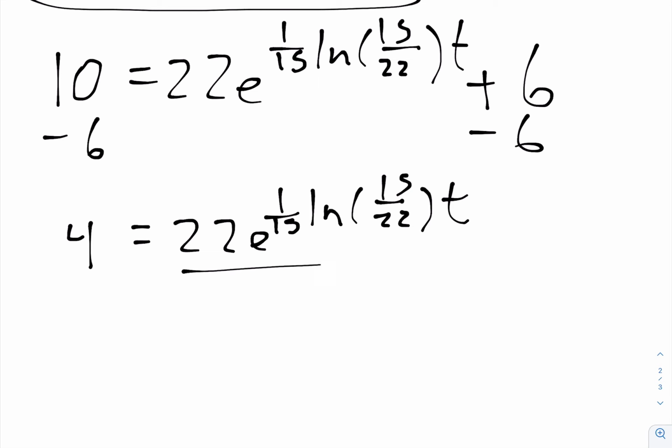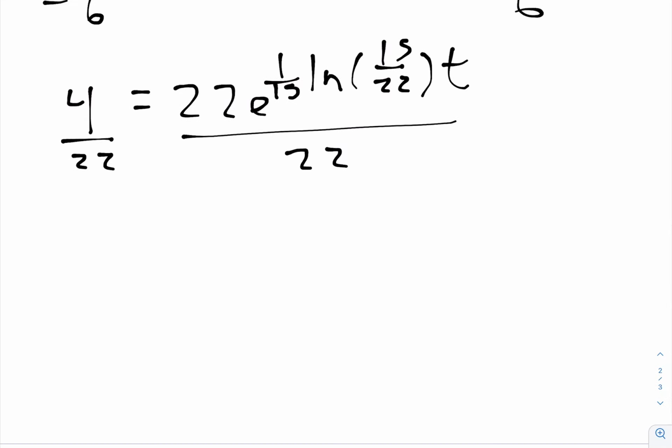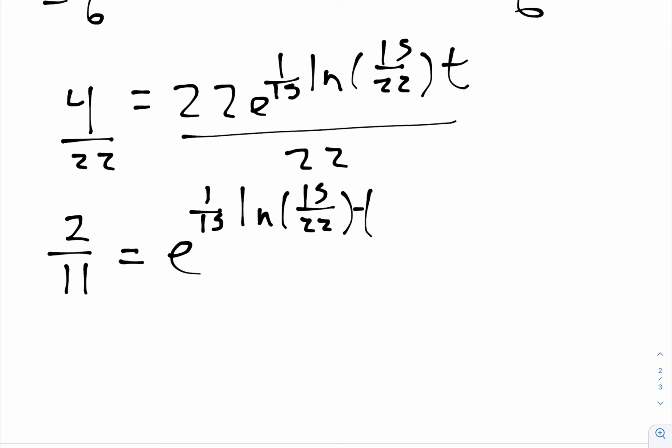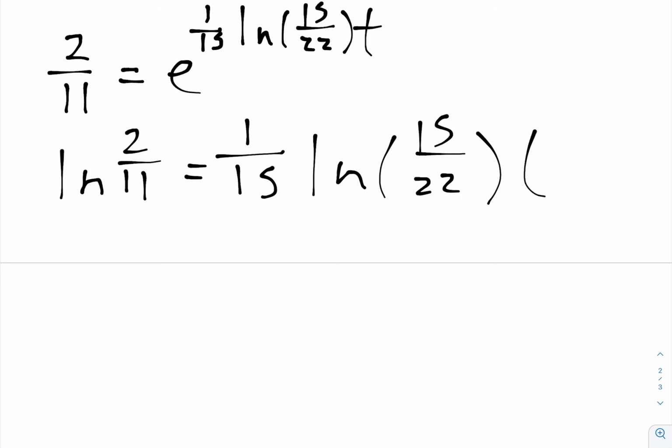So how can we solve for t here? Well, we can divide both sides by 22. Okay, so we get 2 over 11. I'm going to try and leave it in exact values here, just to show you where the numbers are coming from. If we take the natural log of both sides, we get the natural log of 2 over 11 equals 1 over 15 ln(15/22) t.